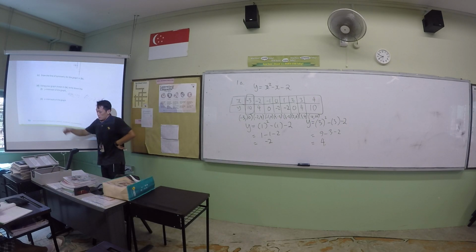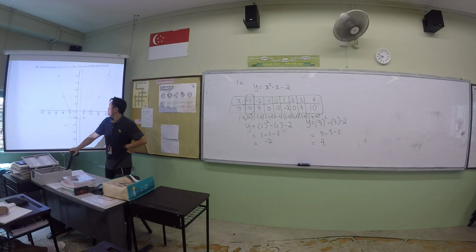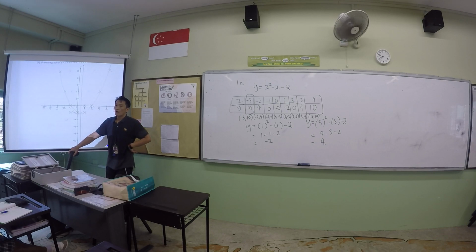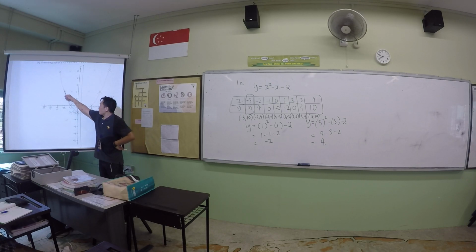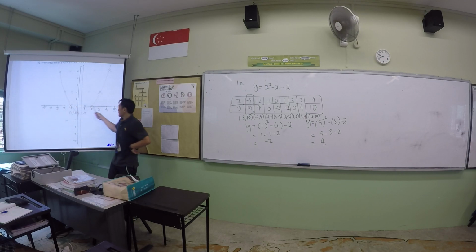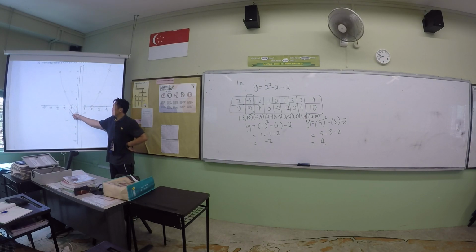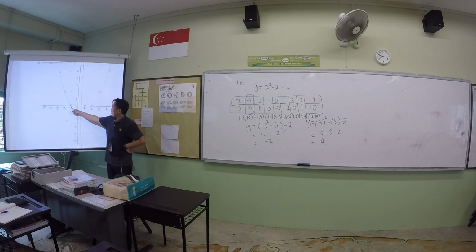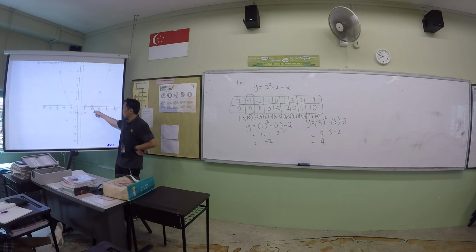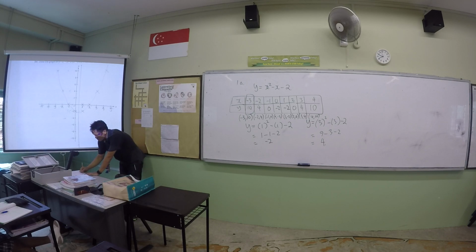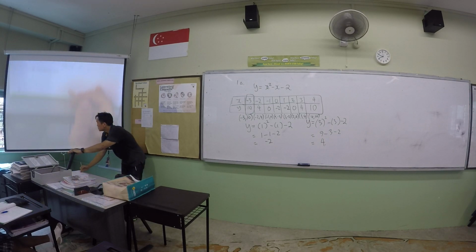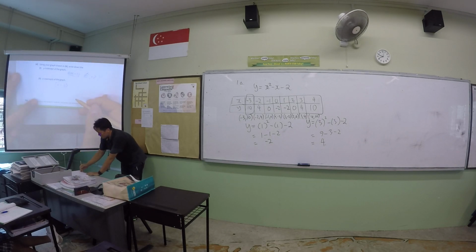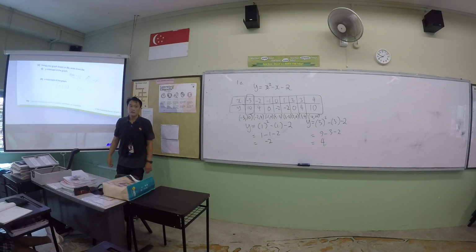Okay? So for the x-intercept, it is where your graph meets the x-axis. So it's this value here and this value here. So one of them is (-1, 0). The other one is (2, 0). (-1, 0) and (2, 0). I thought it's x first. Huh? X first.